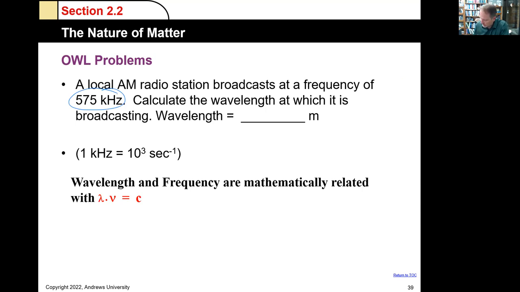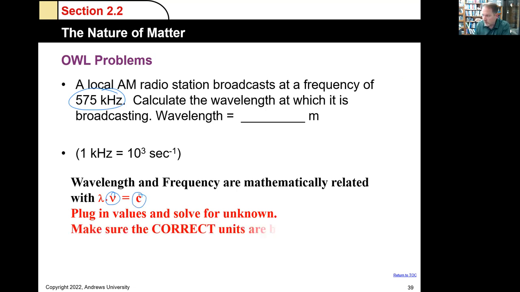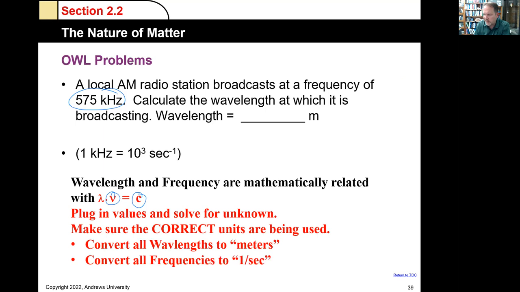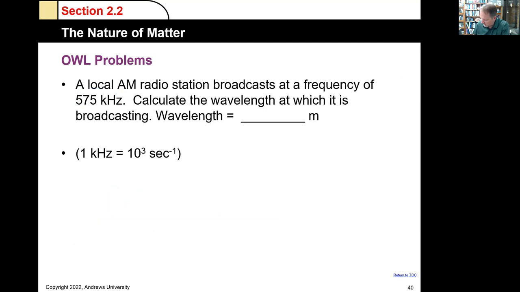All right, so let's practice real quick. What do we got? Frequency, 575 kilohertz, and we know the speed of light because we always know what that is. So we're just going to plug in the frequency and c, and then solve for lambda. But in order to do this, we have to make sure the units are correct. We know that wavelengths have to be in meters, but what do frequencies have to be converted to? The answer is 1 over seconds. Since this was given in kilohertz, there's a conversion factor, because kilo is 10 to the third.